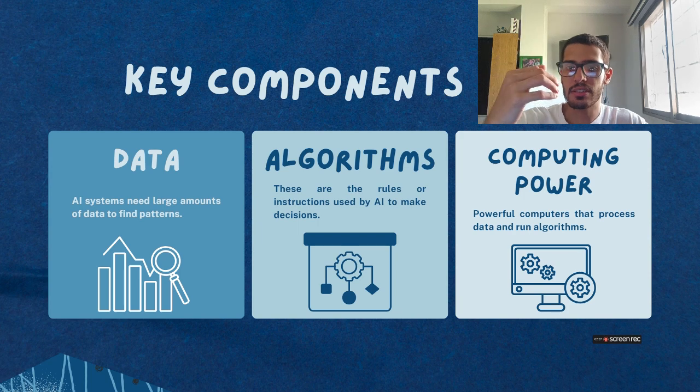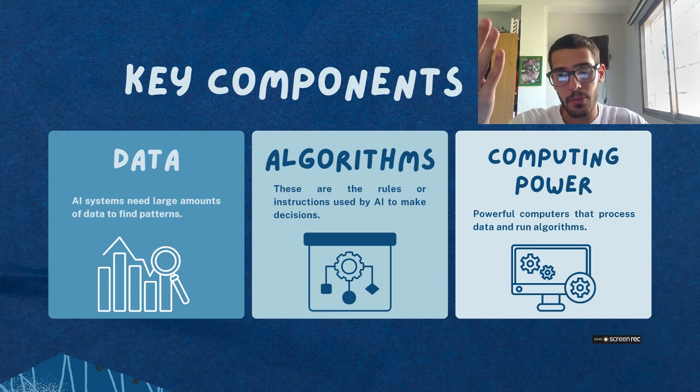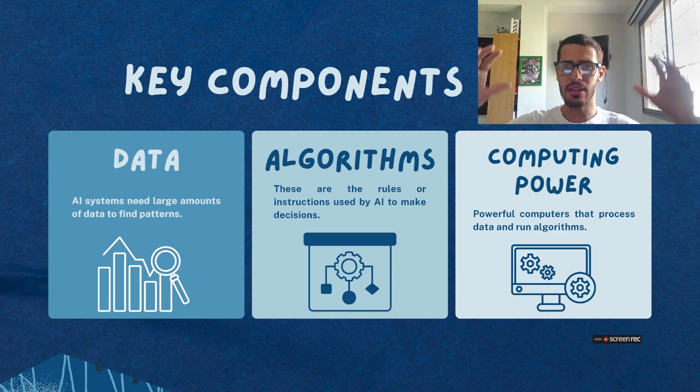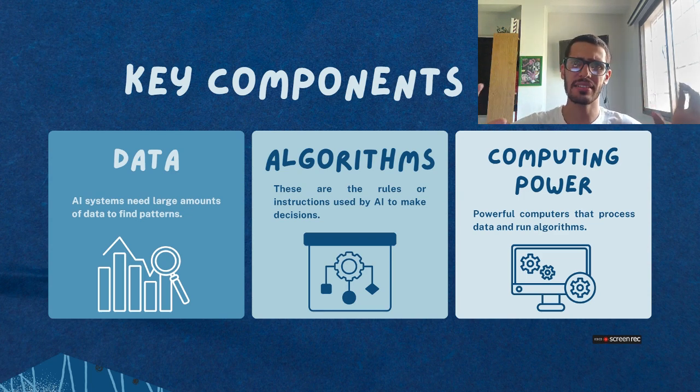Algorithms are the set of rules, instructions, or steps used by an AI to make decisions. And computing power: to use AI, maybe we don't need it, but to develop AI systems, we need powerful machines. We need powerful computers that can process large amounts of data and run heavy and super complex algorithms.